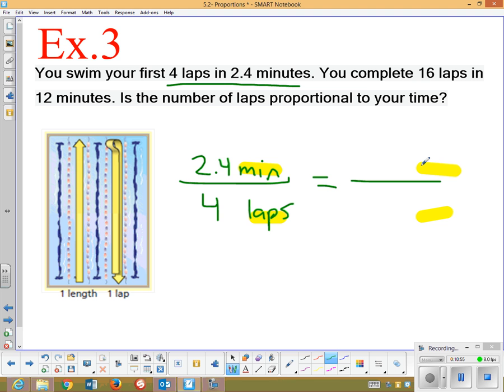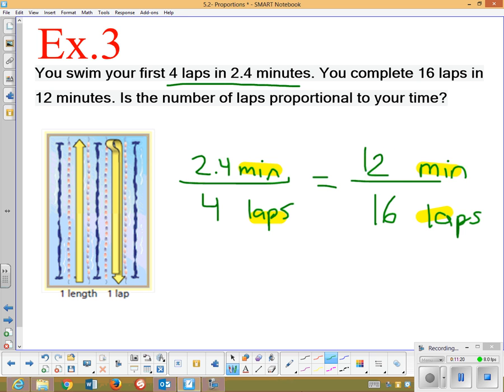Now, it says you complete 16 laps. Where does 16 laps go? Top or bottom? Bottom, because we're talking about laps. And then in 12 minutes, where does 12 minutes go? On the top. Now, you can do one of two things like I showed you in today's lesson. You can reduce each side, or you can do what I just showed you, cross products. I personally like the cross product most of the time, but sometimes reducing is the easiest. So it depends on the problem. In this case, I'm going to do cross products.